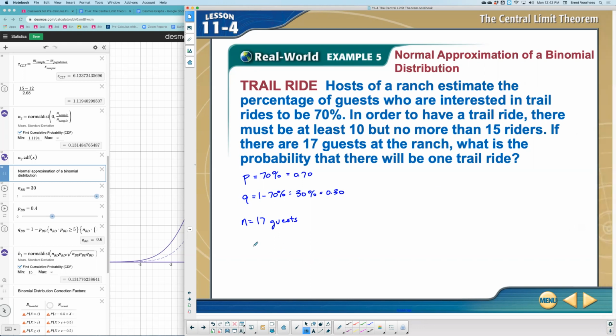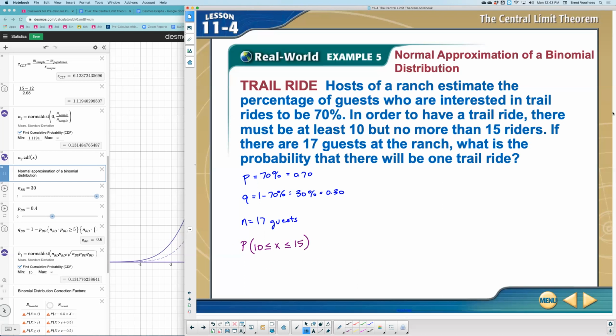So let me write out the probability this way. We want to know the probability of having between 15. Oh, I'm sorry, between 10, but no more than 15. Having at least 10, that means you can be equal to it. But no more than 15, which means you could have 15. So I need to put 15 equal there. So this is the probability that I'm looking for.